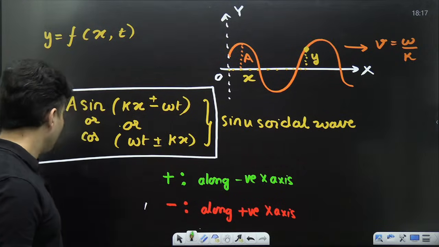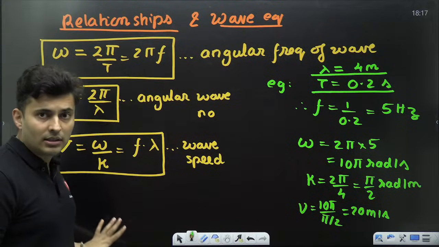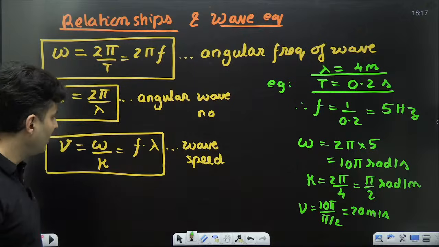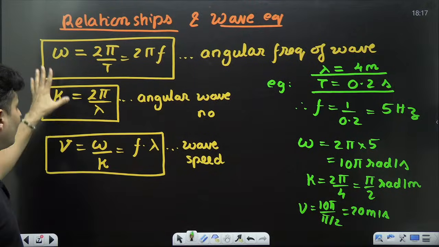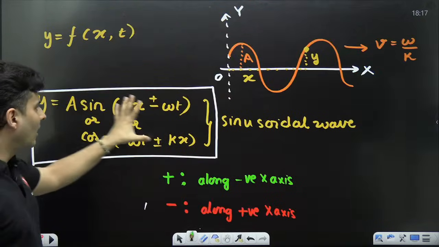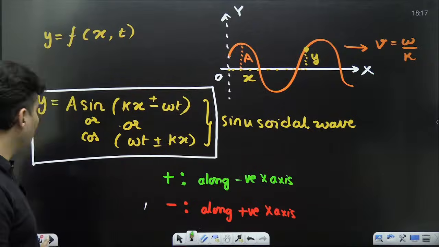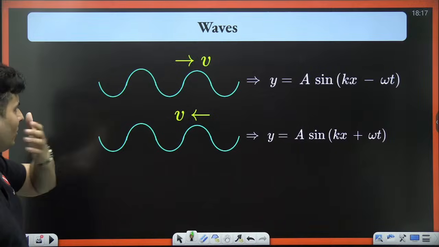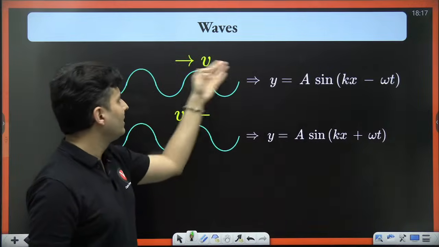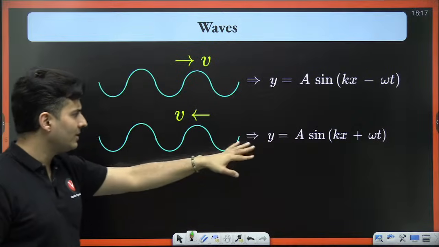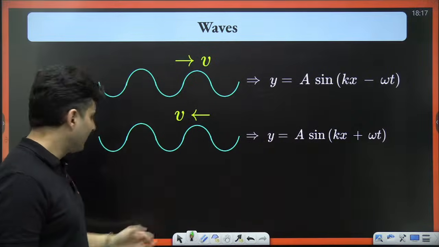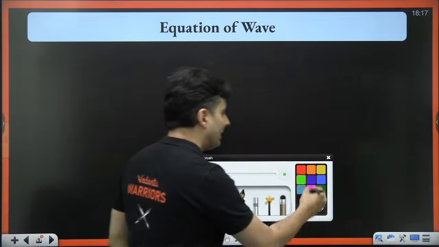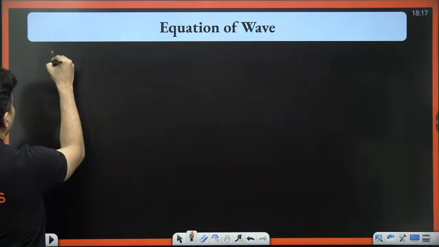Correct. Very nice. So we have learned the basic relationships and the basic variables which are used for waves, be it amplitude, wave speed, angular wave number, angular frequency, and how a general wave equation looks like. So, my dear students, I have put it over here. If it is minus, you can see it is going right side. If it is plus, then it's going left side. Standard things.